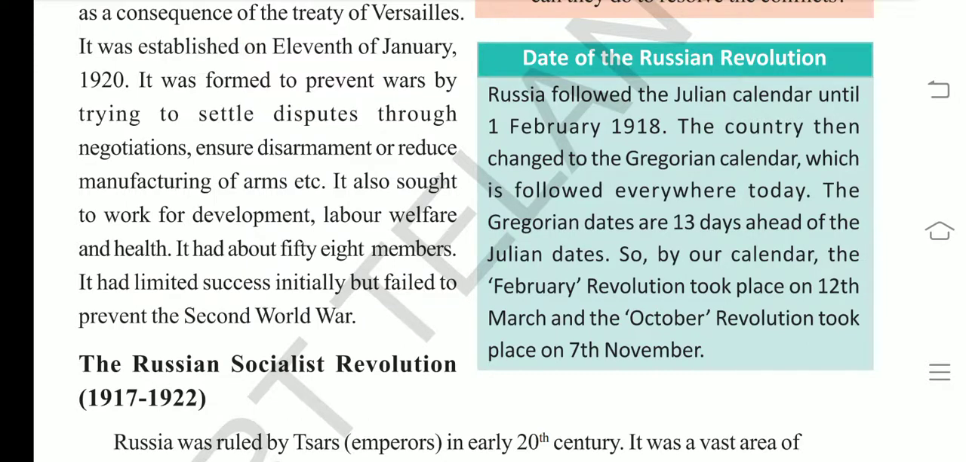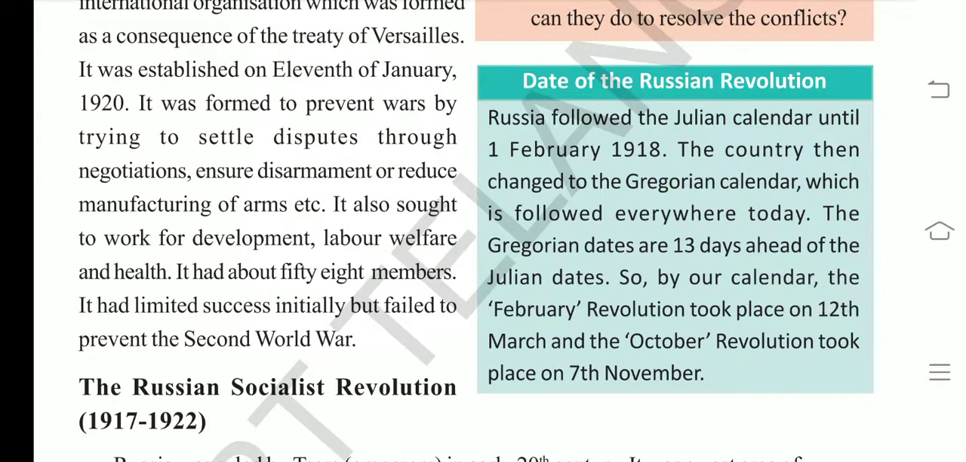Another important aim of the League of Nations was to make sure of disarmament. Armament in the sense weapons, my dear students. So weapons have to be reduced. That means expenditure on militarism should come down. And they also kept an aim for development of all the nations and to promote welfare of the labors and health of the people.